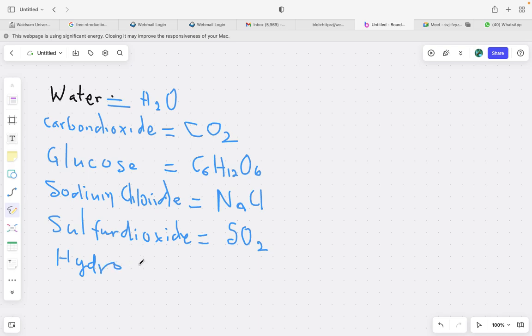Now you can make a table, right? Yeah, this is more or less like a table. You know the meaning of that, right? Hydrochloric acid is HCl, right? And so on and so forth. So this is it. Now let's move on quickly.